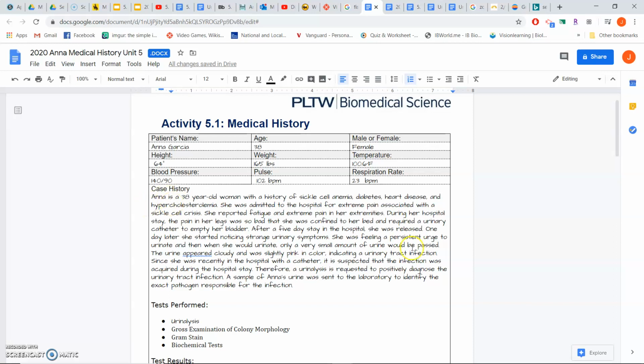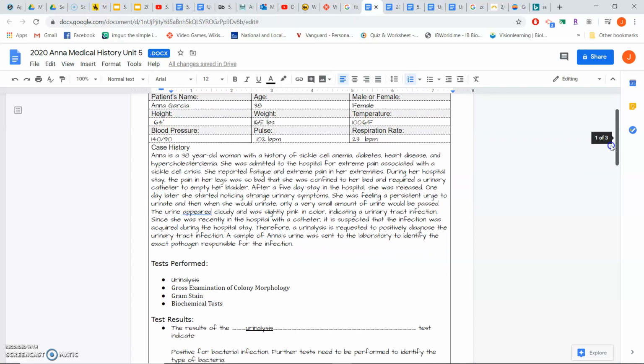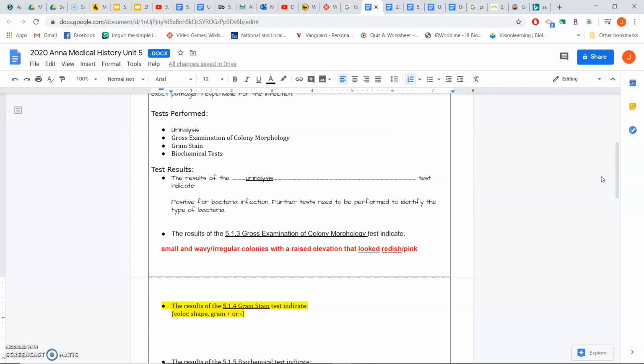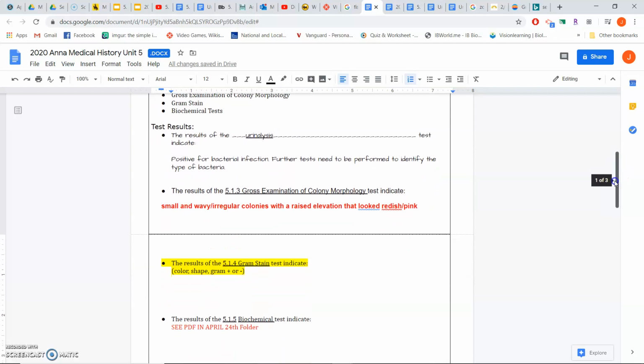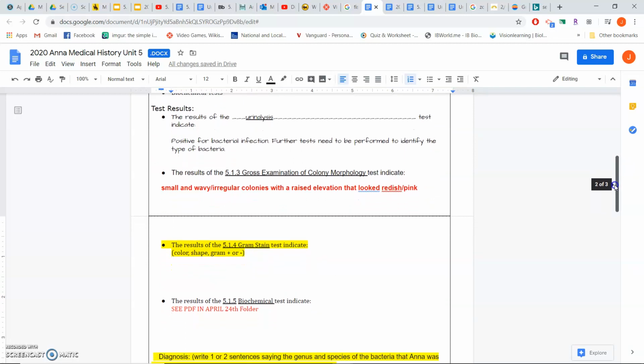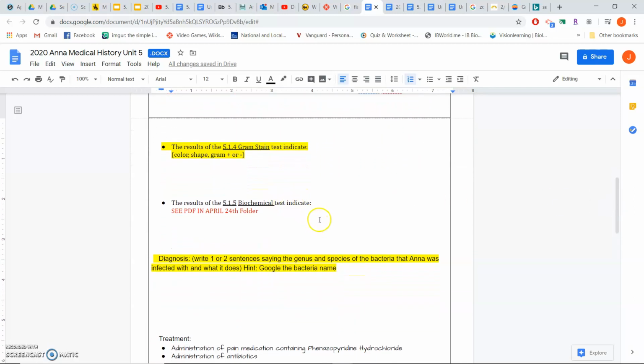So read through the case history. This gives a little bit of a background of what happened with Anna. And again, we're slowly making our way over to how did she die. If you want to send me a Schoology message on your guesses, I won't tell you if you're right or wrong. You're probably wrong, but you never know. I filled in the results of the 5.1.3 gross examination of the colony morphology for you. I want you to fill in the highlighted yellow parts. And again, 5.1.5, I also provided that for you as apology for the video being a little bit long.